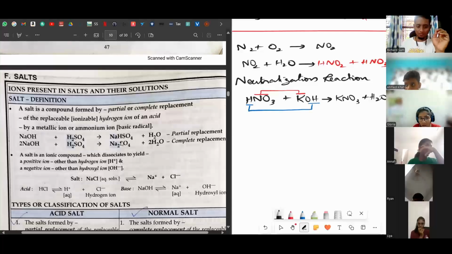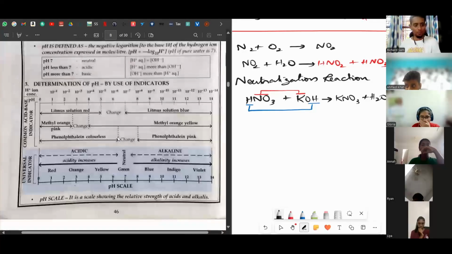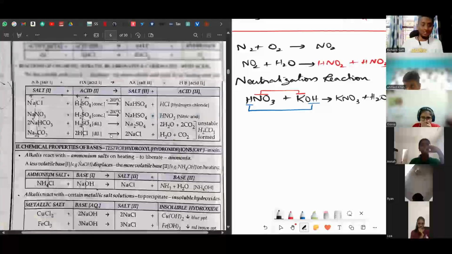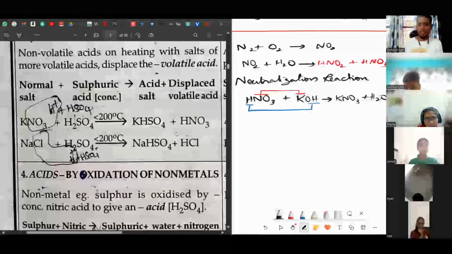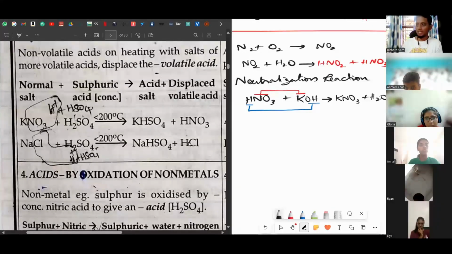Now this reaction we saw in the preparation of HCl and HNO3. Similar reaction. In both cases, we kept the temperature less than 200 degrees Celsius so that there would be partial replacement. Out of the 2 hydrogens, we only want one of the hydrogens to get replaced. We saw some advantages for that. If both the hydrogens are replaced, then what salt will you get?